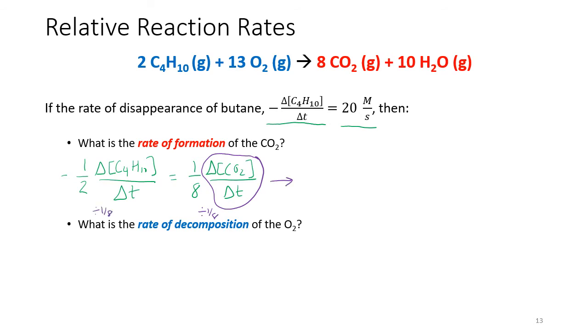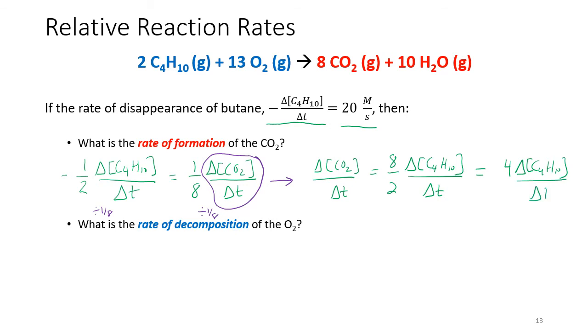And we can rewrite this as the change in concentration of the carbon dioxide per change in time is equal to 8/2 times the concentration of the butane, C4H10, divided by change in time. And so what that is, 8/2 is just 4. 4 times the change in concentration of the butane, divided by delta T. And we would actually technically still have a negative out in front here because we had a negative over here because the butane was going away.